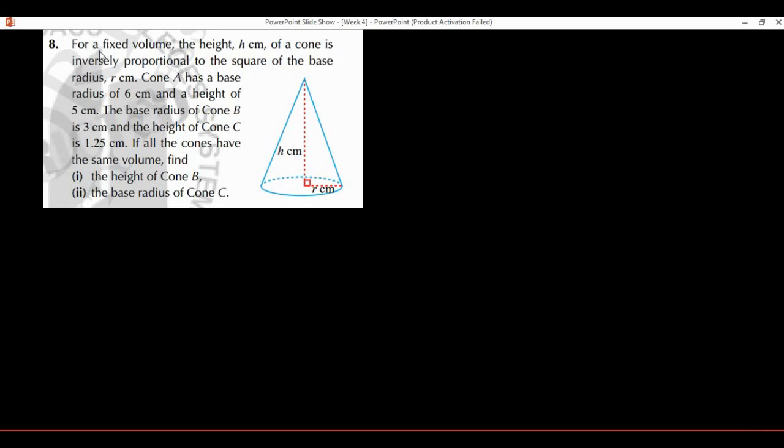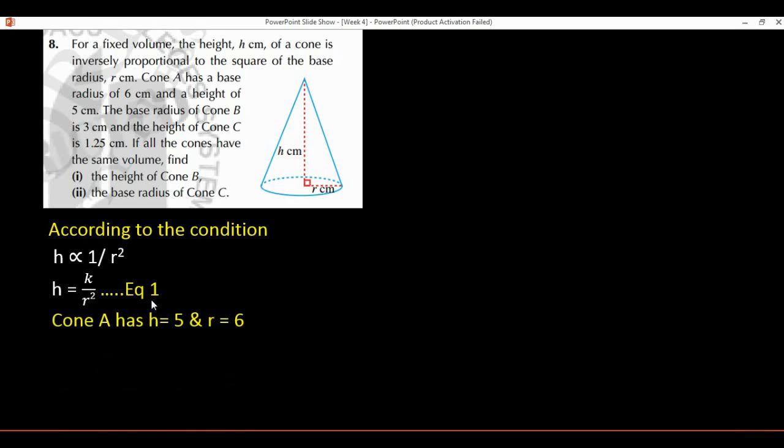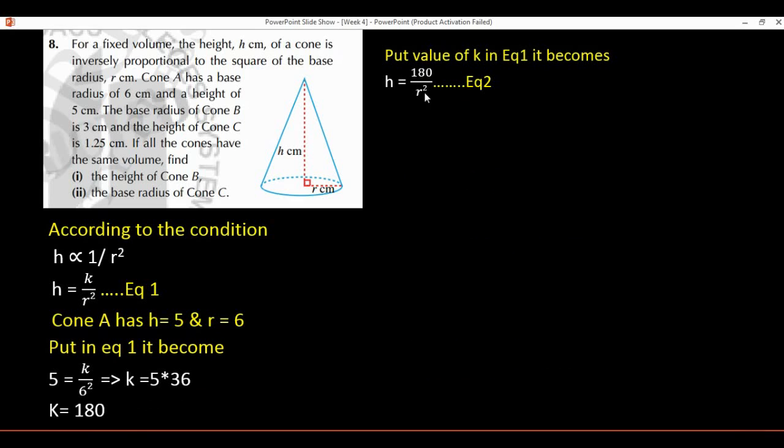Question number 8. For a fixed volume, the height of a cone is inversely proportional to the square of the base radius. So I can write down the equation here. Height is directly proportional to 1 over r square, or height is inversely proportional to r square. Change the sign of proportionality, h is equal to k over r square. Now the given condition is, for a cone, a base of radius 6 and height 5. So just put the values of h and r in equation 1. We will get k is equal to 180. Now put this k is equal to 180 back into equation 1. We will get equation number 2, h is equal to 180 over r square.